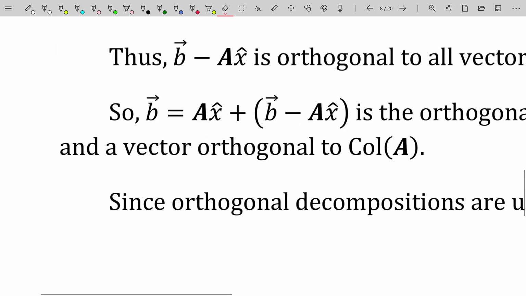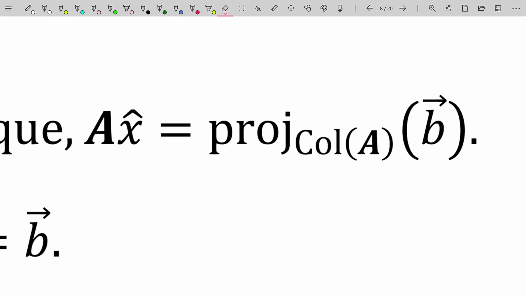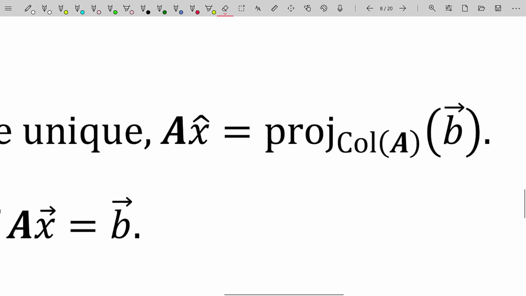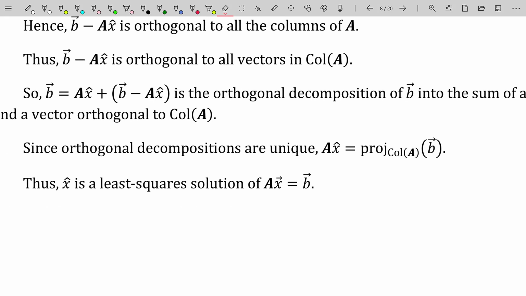That means that X hat is a least squares solution of AX equals B, because look at this equation right here. That's exactly what the least squares solution is, right? It's when you solve AX hat equal to the projection of B onto the column space of A. So therefore X hat must be a solution of that equation. That is, X hat must be a least squares solution for AX equals B.